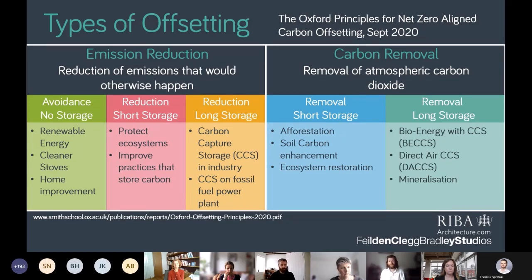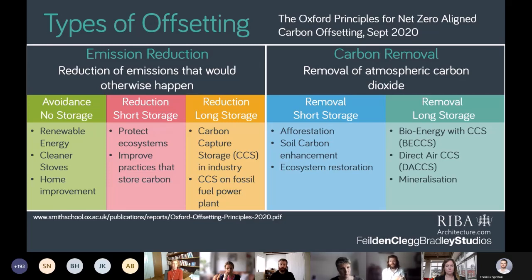So the next steps within this are reduction, and it's short and long-term storage. So short storage is protecting ecosystems. So maybe you buy a bit of forest and you look after it and keep it going. Or you take a practice that already stores carbon and you improve that and make that work slightly more efficiently.